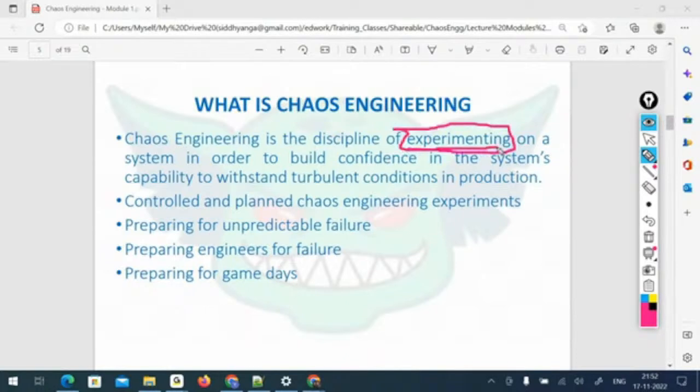Next is on a system in order to build confidence. Why are we saying build confidence? How will chaos engineering add confidence to the system? Anyone, any guess? If my system is very reliable, how will that indirectly add confidence to my system? What are those confidence parameters which will increase if a system is reliable?